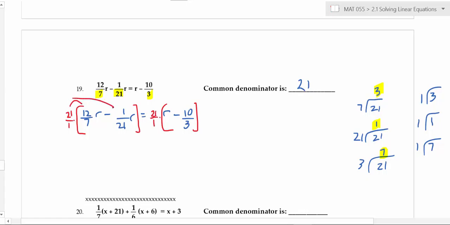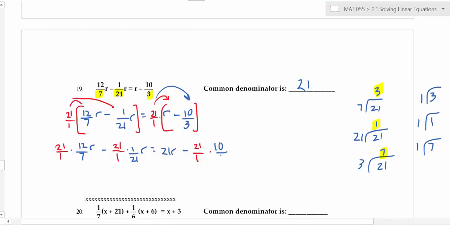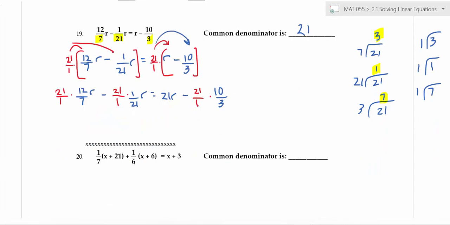Okay, I'm going to do a distributive property on this now. So what I'm going to have is 21 over 1 times 12 sevenths r minus 21 over 1 times 1 over 21 r equals, and we're going to do a distributive property here, so we have 21 r minus, and then do a distributive property here, so we're going to have 21 over 1 times 10 thirds. Okay, like this.